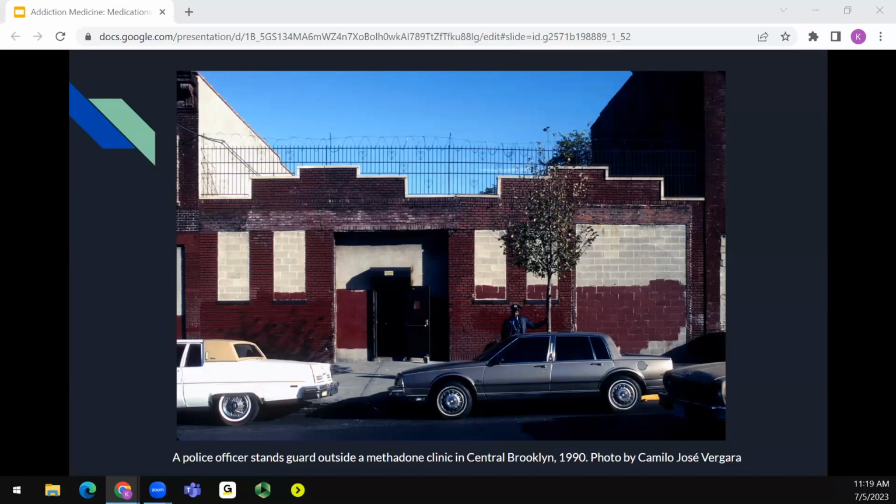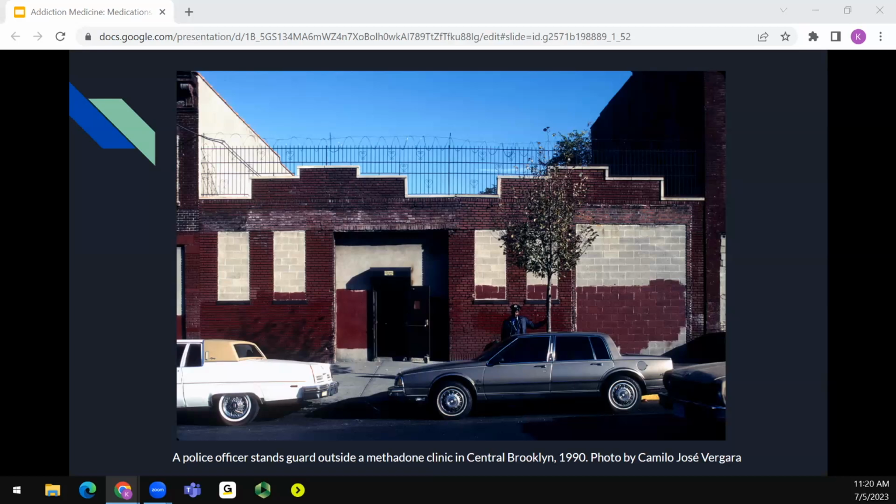Thus, methadone, stigmatized in many Black communities as just one drug for another, is often viewed as the default treatment for Black communities and often the only treatment option. This disparity in access to buprenorphine by race, geography, income, and insurance status may be related to both the patient and clinician. So here's just some photos of different clinics through history.